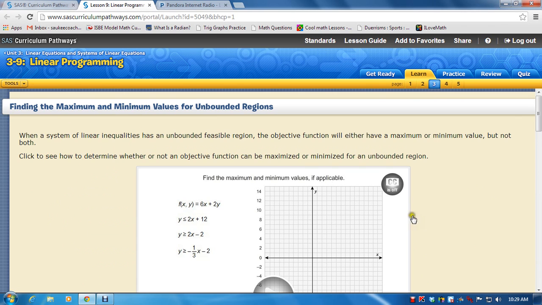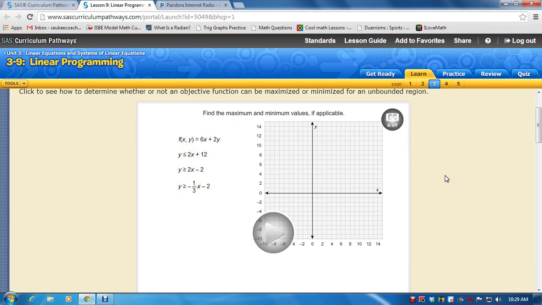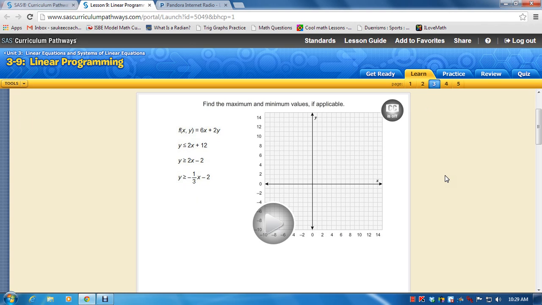Okay? So let's see if we want to do anything else real quick. Oh yeah, I wanted to show this. So finding the maximum and minimum for unbounded regions. So I'm going to play this video. Turn my speaker up a little bit so you'll be able to hear it through my microphone.